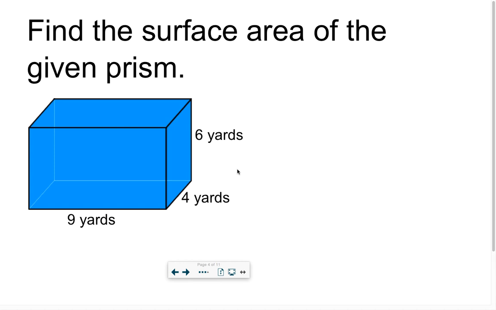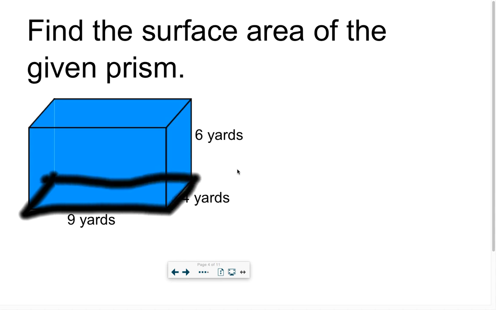You can choose the front, the top, the bottom, the left, the right. As long as there's a rectangle on both sides, it's the base. For simplicity's sake, since you're watching the video, I want to call the base down here, this shape. Please, in your notes, outline it.